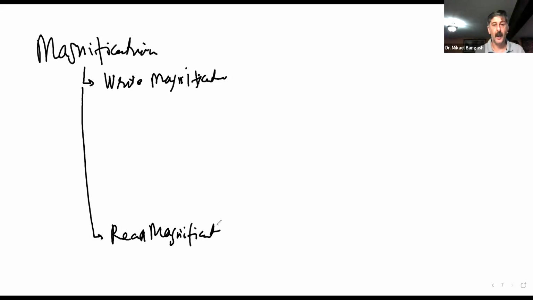Now, write magnification is going to be an example of pre-processing, whereas read magnification was an example of post-processing. Did you girls get that?